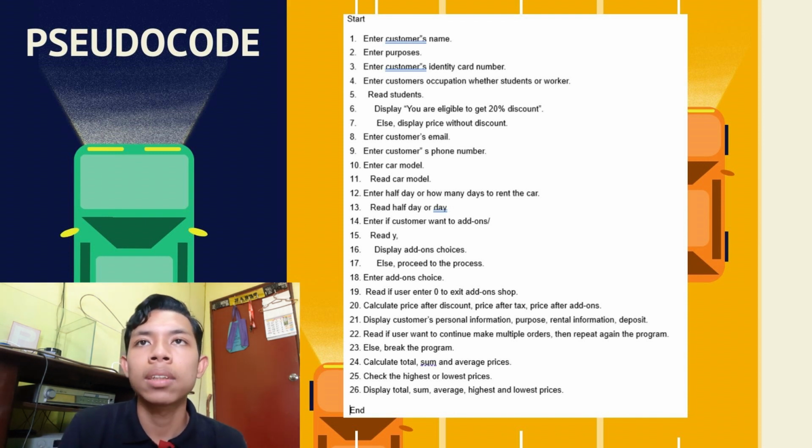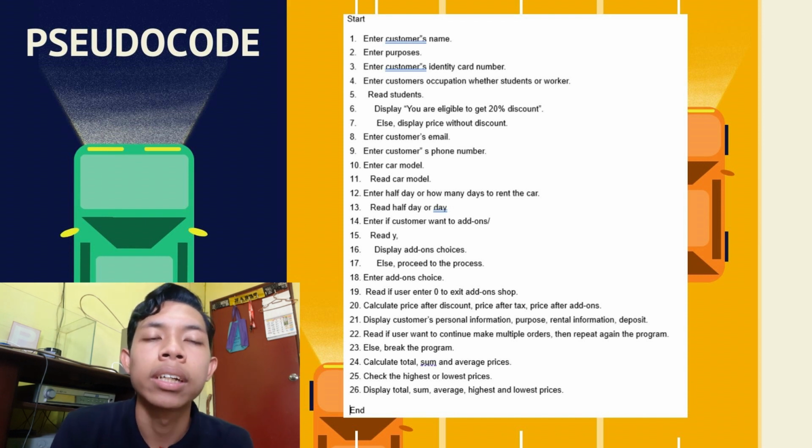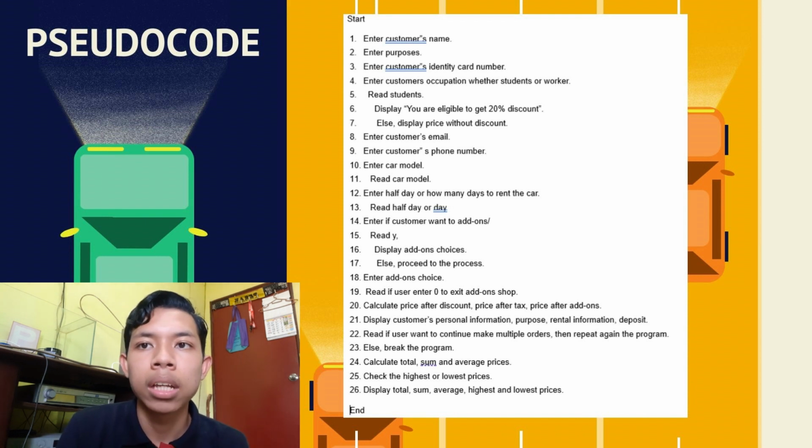And in this process, the program will calculate the price after discount, price after tax, and price after add-ons. Then the program will display the customer's personal information, purpose, rental information, and deposit. Then the program will read if the user wants to continue to make multiple orders. Then it repeats again, or else the program breaks.